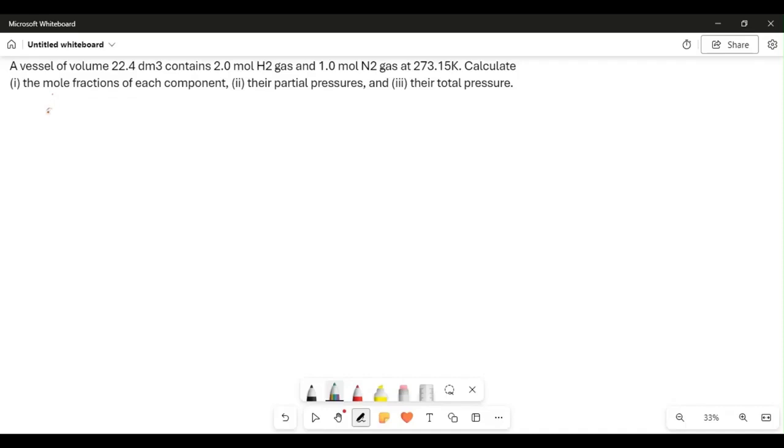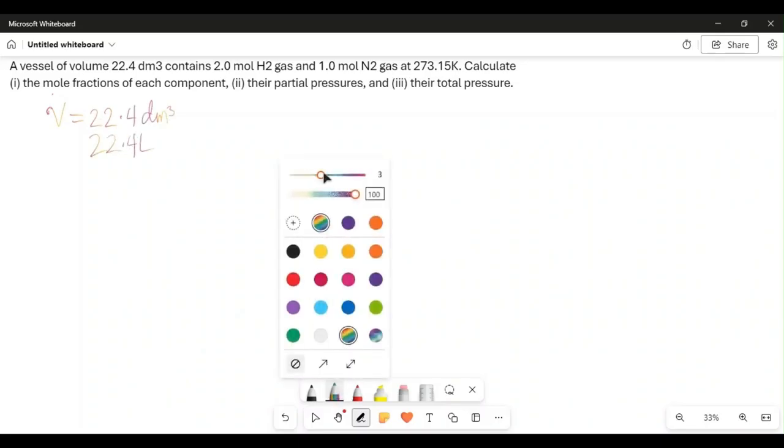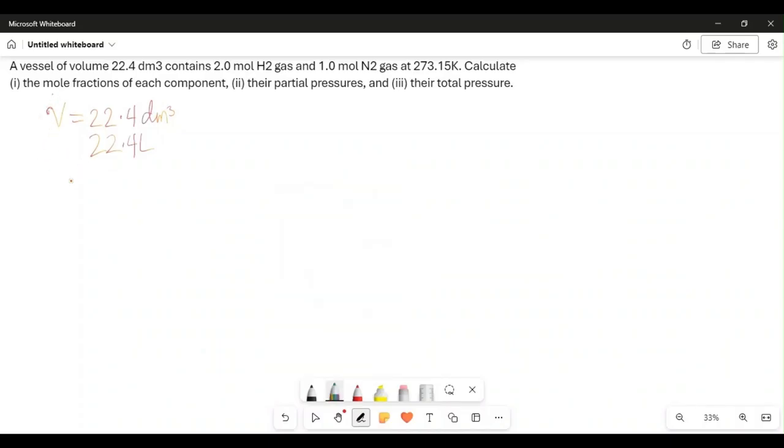Salam and welcome everyone. So we have the question: a vessel of volume 22.4 dm cubed, which is the same thing as saying 22.4 liters, contains 2.0 mole of H2 gas and 1.0 mole of N2 gas, which is the same thing as having the number of moles of H2 gas as 2.0 mole and the number of moles of N2 gas as 1.0 mole at 273.15 Kelvin. So the temperature is 273.15 Kelvin. We're asked to calculate number one, the mole fraction of each component, number two, their partial pressures, and number three, the total pressure.